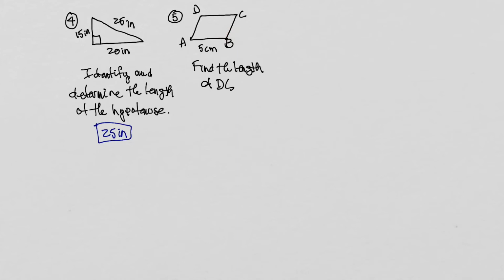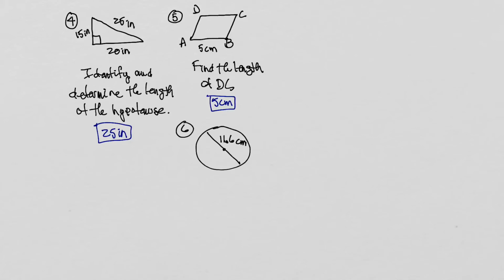And what we're asked for in this problem is to find the length of DC. Well, because it's a parallelogram, and parallelograms have the characteristic that opposite sides have the same length, AB and DC are opposite sides, so the length of DC is going to be 5 centimeters.